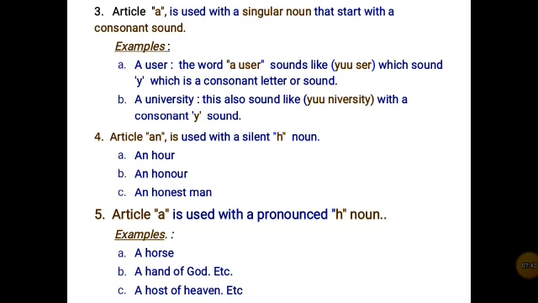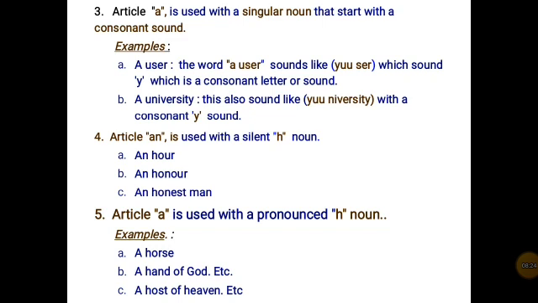It does not matter if the spelling of the singular noun starts with a vowel letter, but in as much as you pronounce it with a consonant sound, you are going to use article A. Example, a user. The word user is spelled U-S-E-R. U is a vowel letter, though, but we cannot use an. We cannot say an user. We rather say a user. Why? Because U sounds like a consonant.